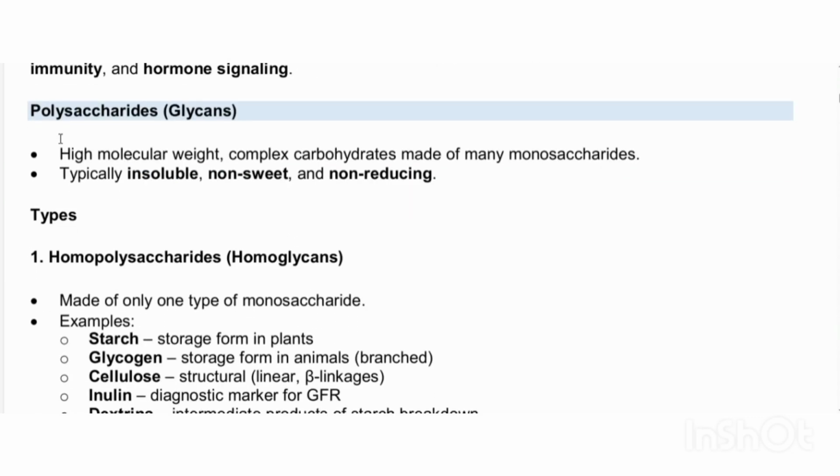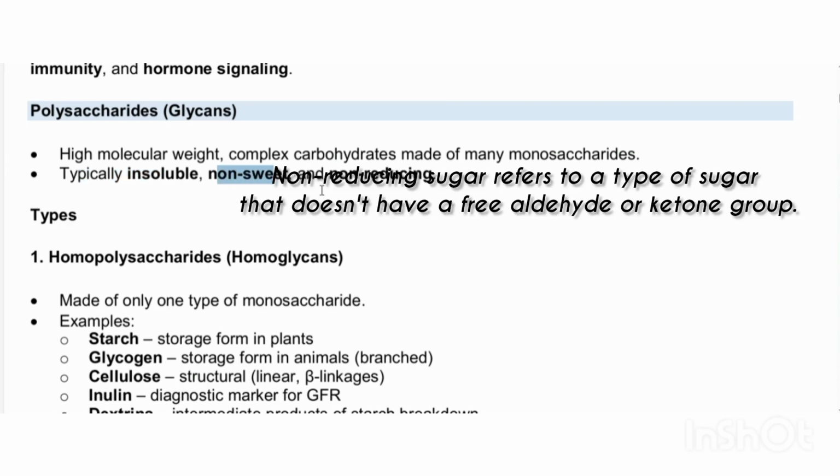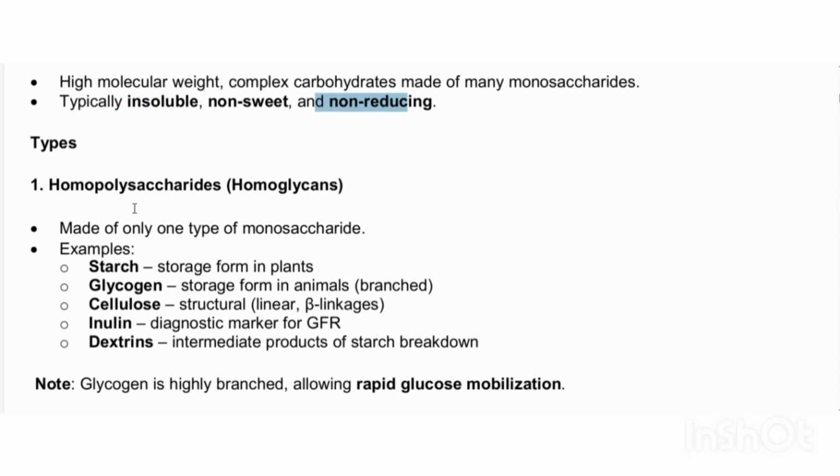Coming towards polysaccharides, also known as glycans, they have high molecular weight. They are complex carbohydrates and made up of more than 10 monosaccharide units. Typically, they are insoluble in water. They are non-sweet and non-reducing types. They can be broadly classified into homopolysaccharides and heteropolysaccharides.